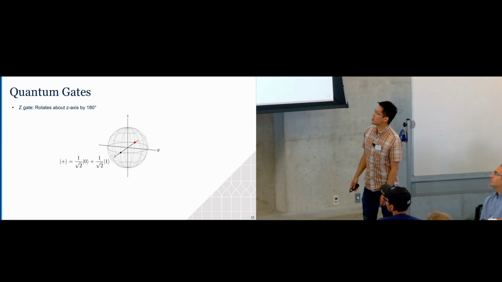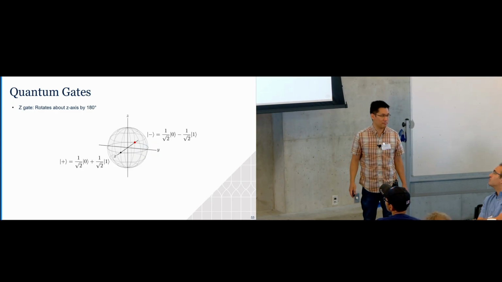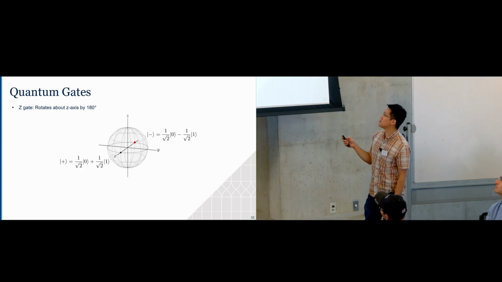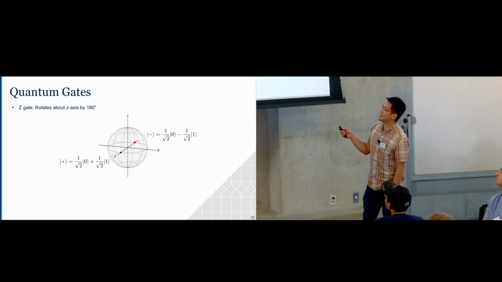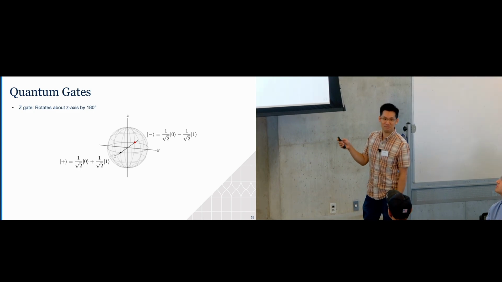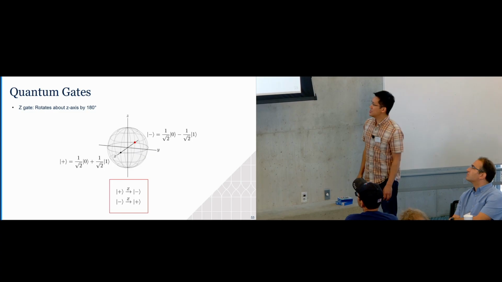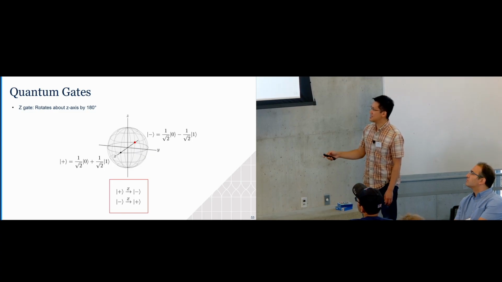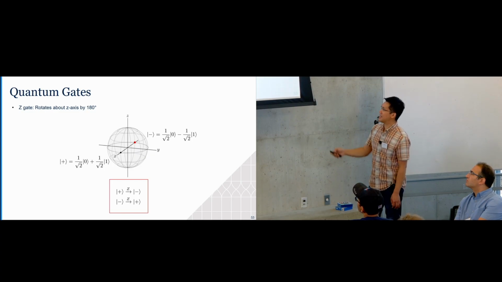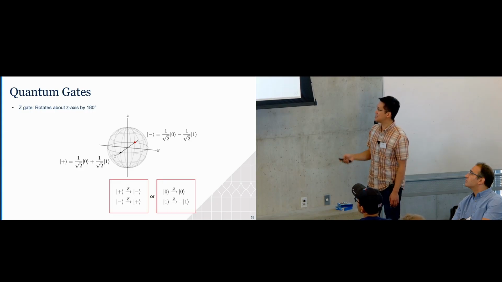And that state is what we've been calling minus. So that's 1 over root 2 times 0 minus 1 over root 2 times 1. This would be a phase of e to the i pi, which is minus 1. And so z turns plus into minus and minus into plus. Another way of interpreting it is, if you compare plus and minus, what changed was that the amplitude of 1 got flipped, and the amplitude of 0, nothing happened. So what the z gate does is it does nothing to 0, but it turns 1 into negative 1.